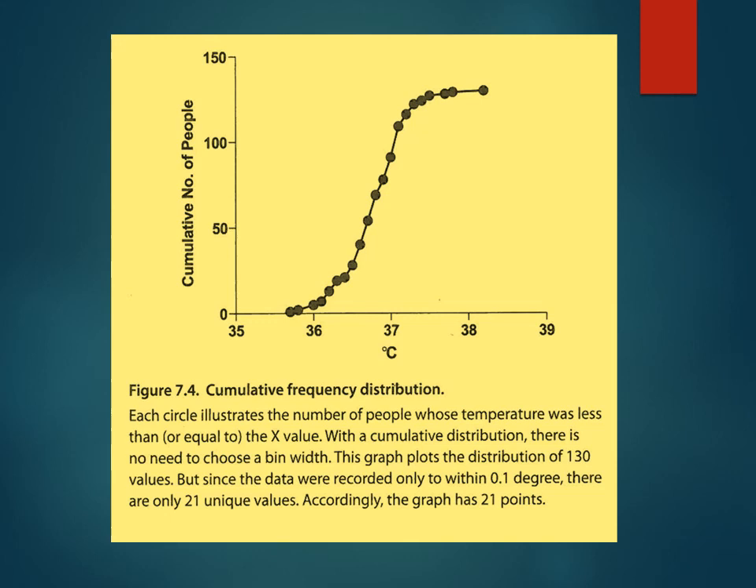By the time we get to 39 degrees, 100% of people have a value of that or less, right? Versus when you get to 37 degrees, you can see that probably about half or so have a value of 37 or less. Okay. Again, clinically it's not super useful, but it's another way to show the data.